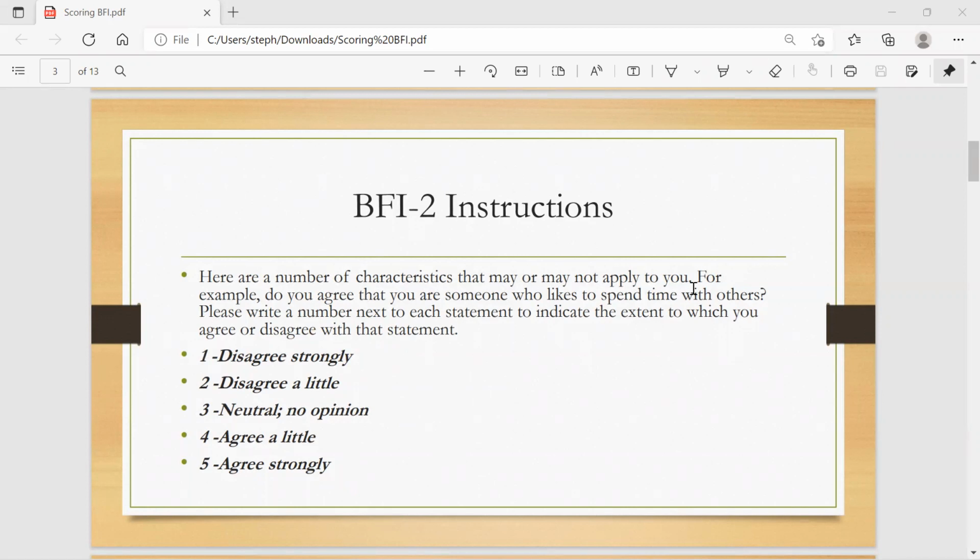So for each item that you see coming up, right? For example, do you agree that you are someone who likes to spend time with others? Then you would choose one of these responses off of this Likert scale. It is pronounced Likert. Sometimes you'll hear me say Likert because I'm used to saying that, but it is the Likert scale. So from 1 to 5: 1, disagree strongly, 2 meaning I disagree a little bit, 3 meaning neutral or no opinion, or I don't strongly agree or disagree, 4 agree a little bit, 5 agree strongly. So we'll come back to this too, because I've been looking at scales all day, so sometimes I forget.